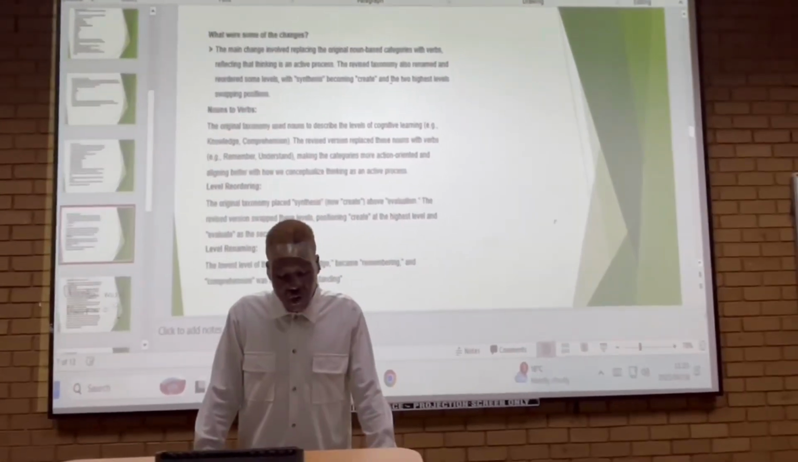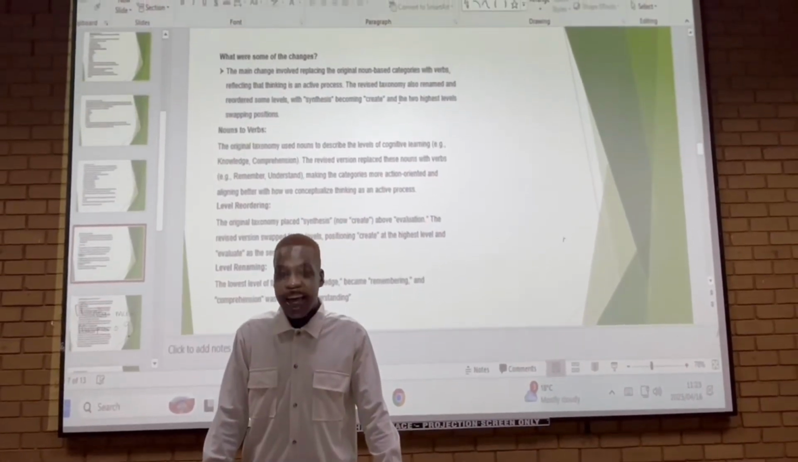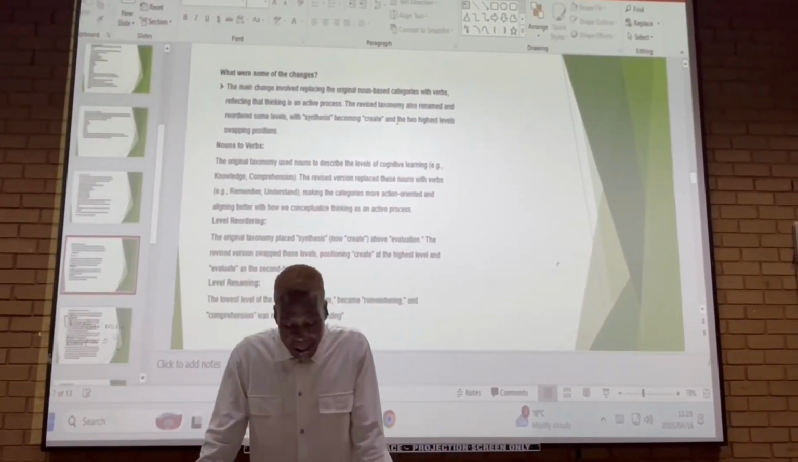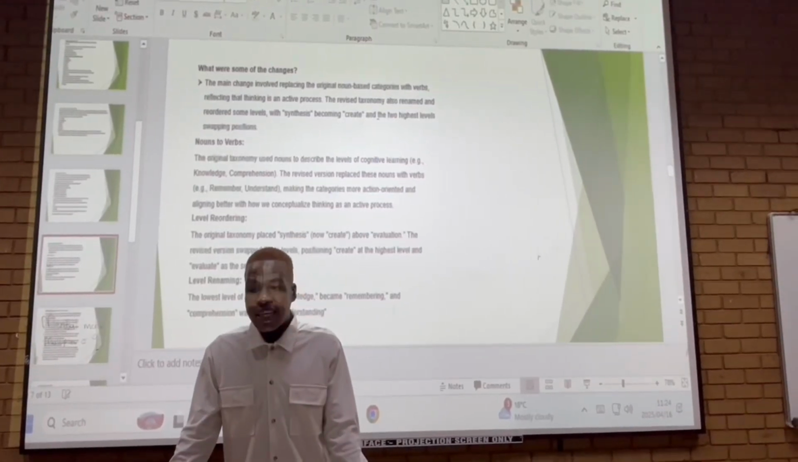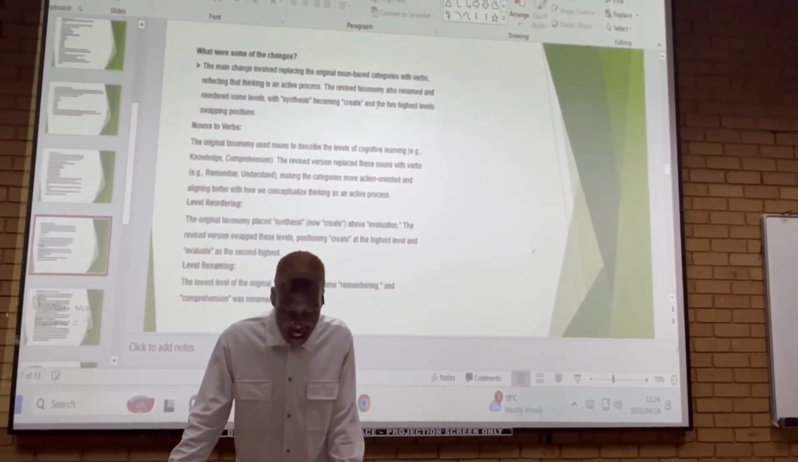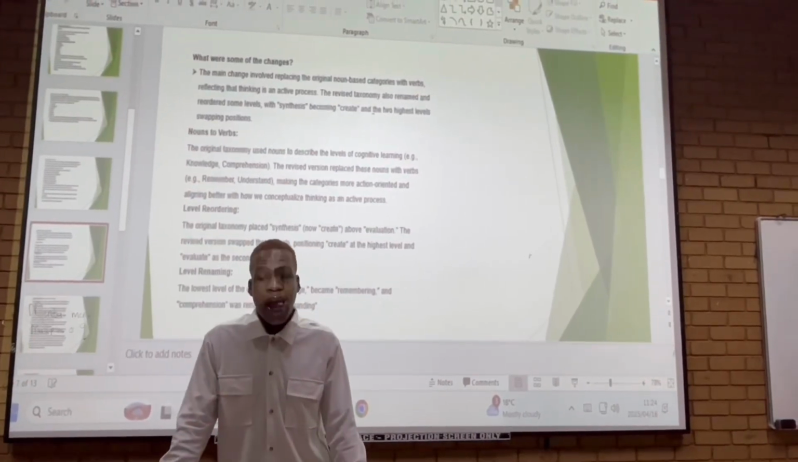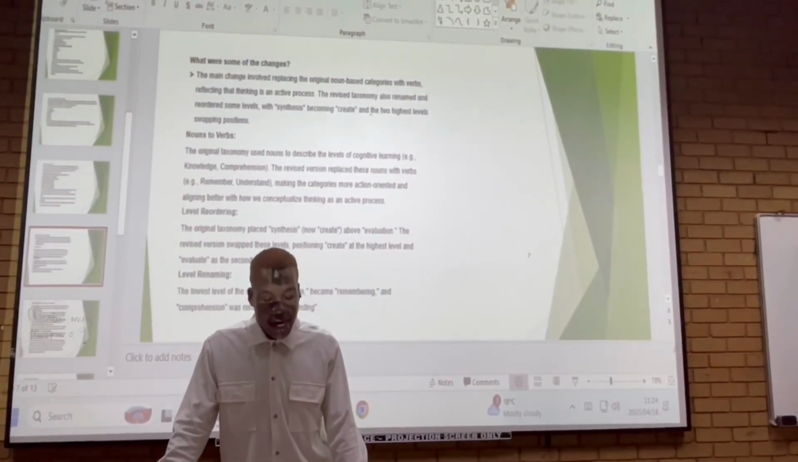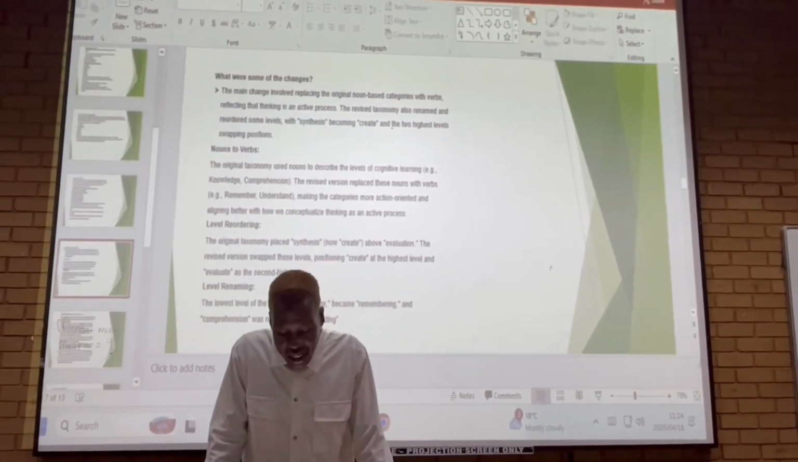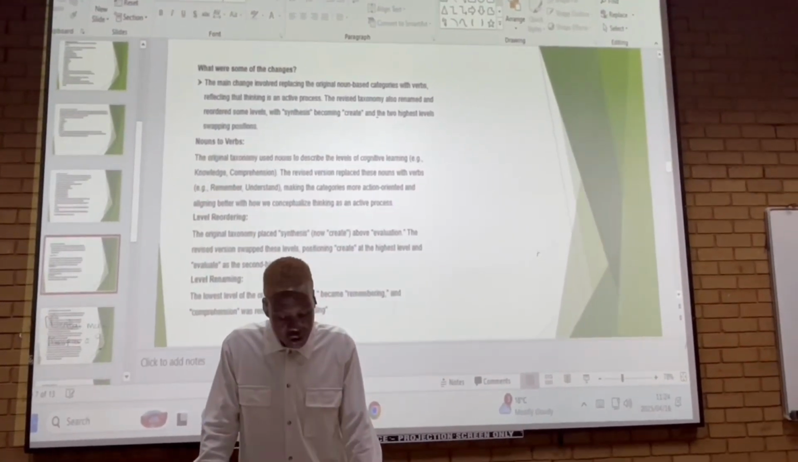Nouns to verbs. The original taxonomy used nouns to describe the levels of cognition, e.g. knowledge, comprehension. The revised version replaced these nouns with verbs, e.g. remembering, understanding, making the categories more action-oriented and aligning better with how we conceptualize thinking as an active process.